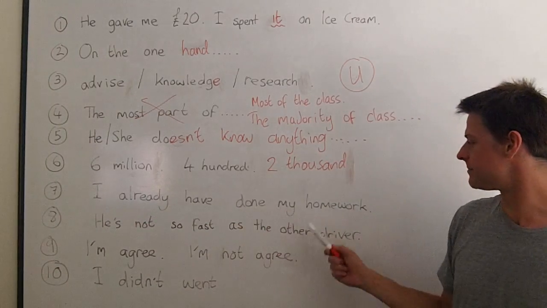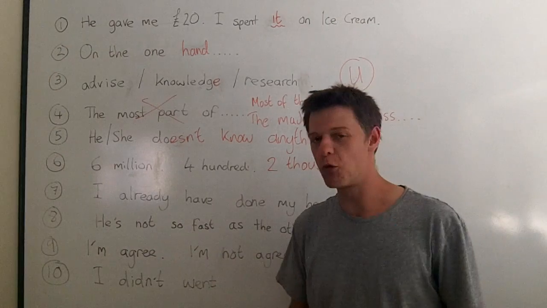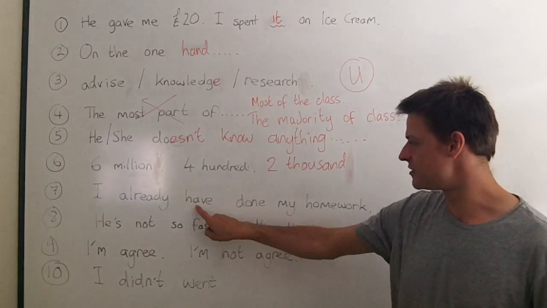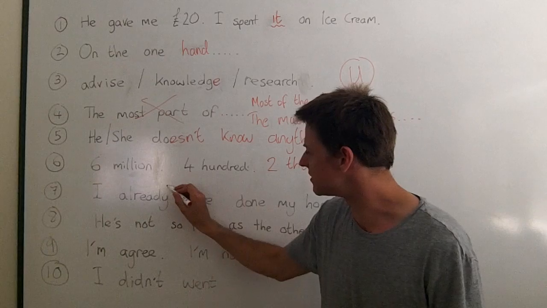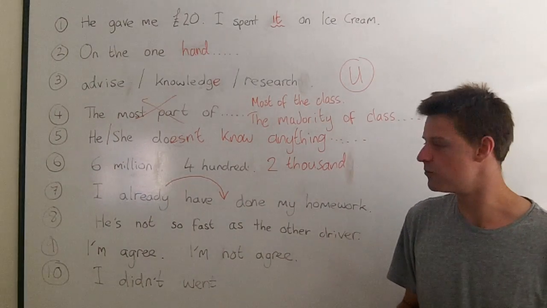Okay, number 7. I already have done my homework. Now you've done the good thing. You've remembered that already is always present perfect. So you've used present perfect. Well done. But you've put already in the wrong position. I have already done my homework.